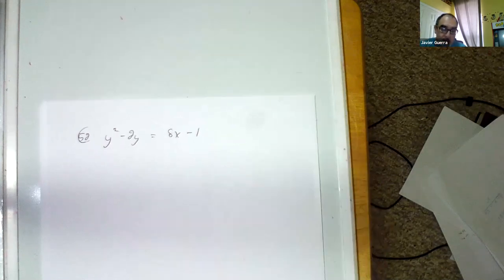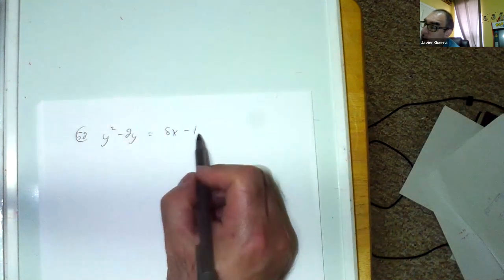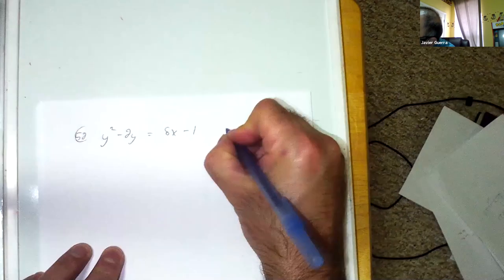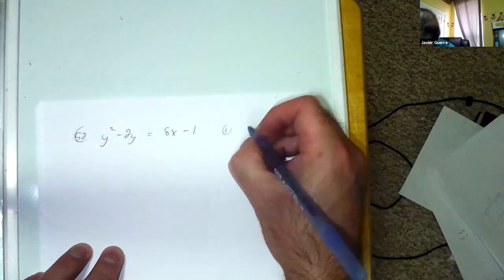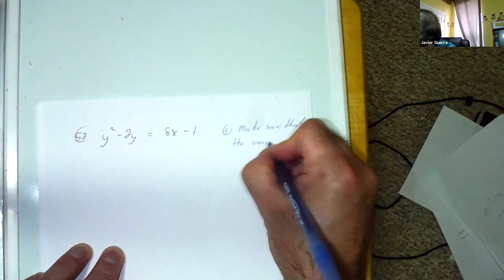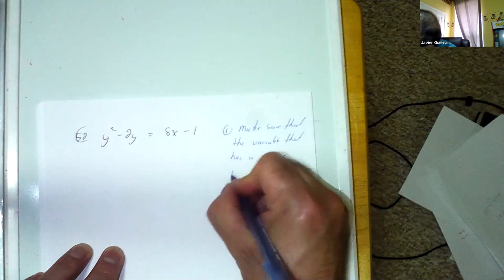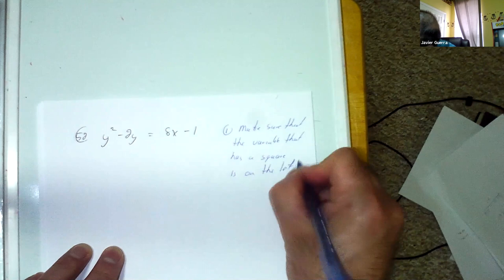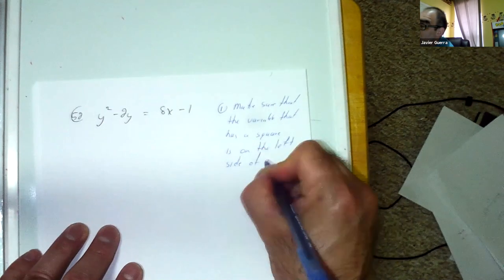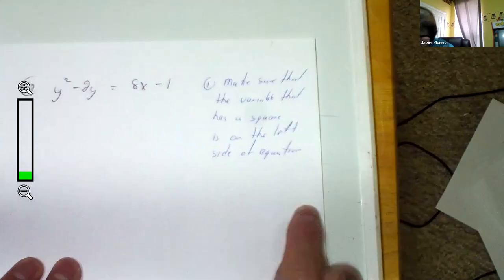Okay, so normally all the terms are on the left and you have your constant only on the right side of the equation, but this one's not. So the first thing you want to do is make sure that the variable that has a square is on the left side of the equation. Right. So make sure that the variable that has a square is on the left side of the equation.